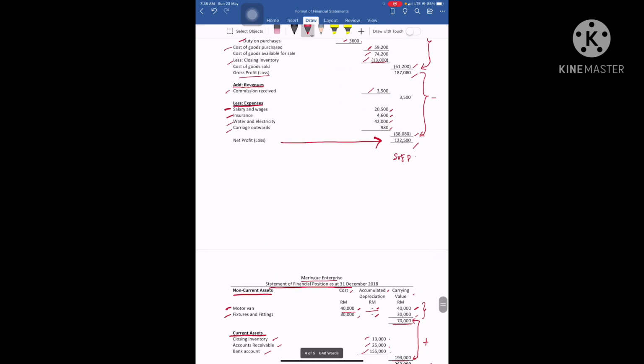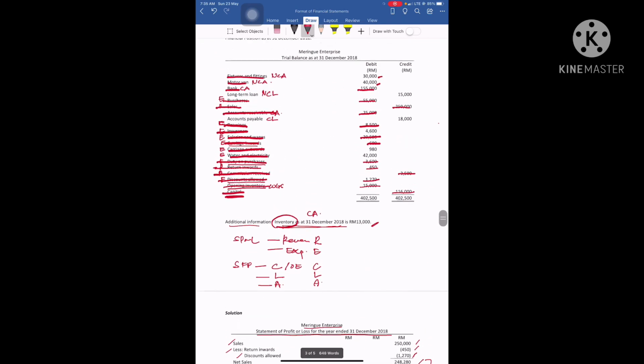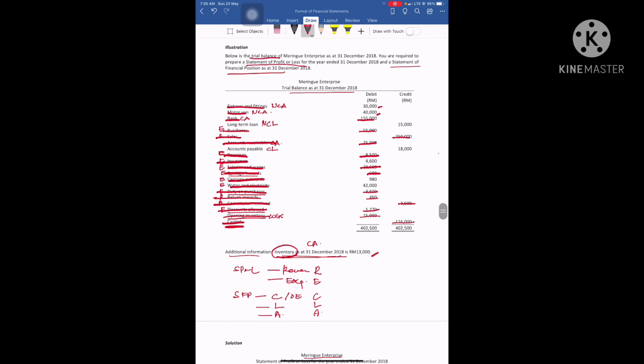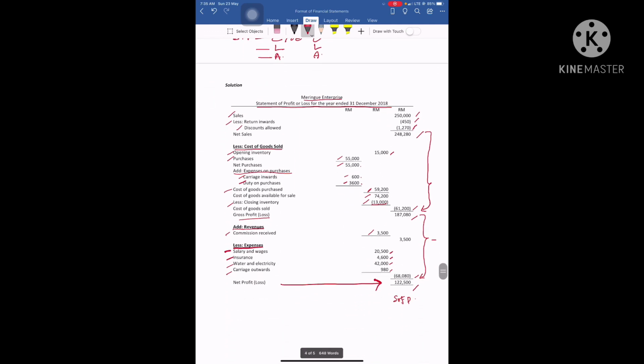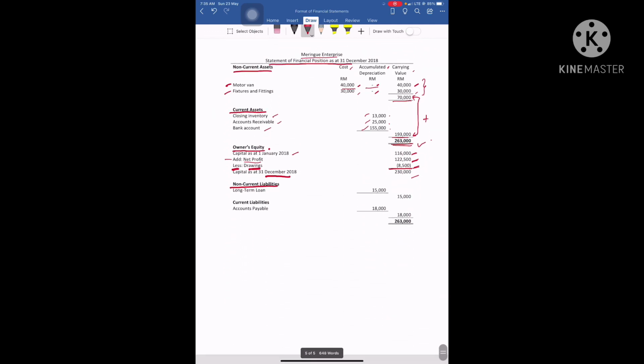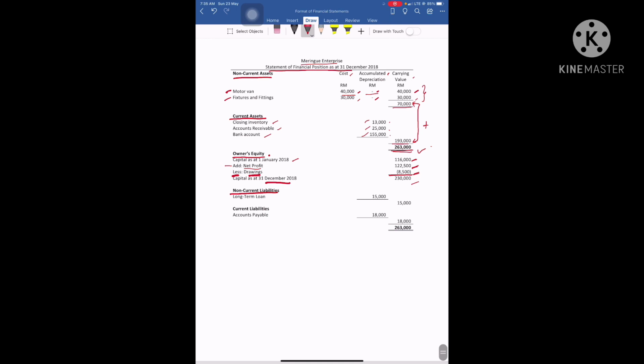Alright, the next step is to list down our non-current liability. Come, we look back at our trial balance. What is the figure of our long-term loan? So long-term liability or long-term loan, this is the figure of 15,000. So we have our long-term loan of 15,000. If we have more than one, we add up, but in this question we only have one.